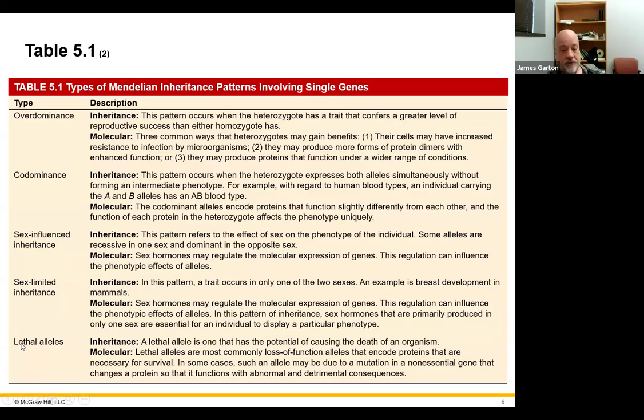And then you have alleles that are lethal. A lethal allele causes death. Some alleles cause death during development before birth. And some alleles are what they call conditionally lethal. They're only lethal in certain environmental conditions.